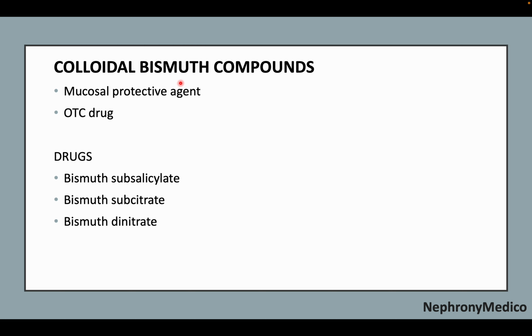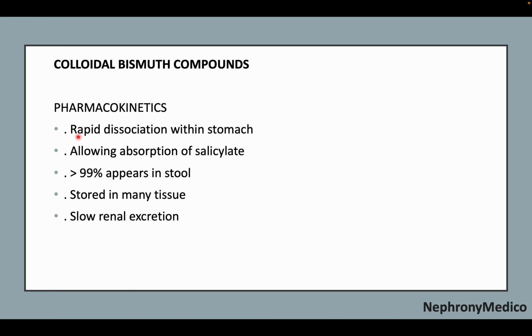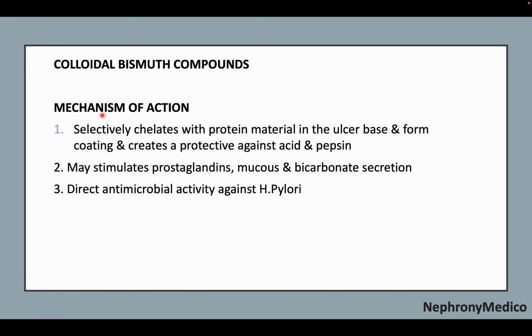Now, colloidal bismuth compounds. These are OTC mucosal protective agents, including bismuth subsalicylate, bismuth subcitrate, and bismuth dinitrate. There is rapid dissociation within the stomach, more than 99% appears in the stool, and there is slow renal excretion. The mechanism of action includes selective chelation with protein material in the ulcer base, forming a coating and creating a protective barrier against acid and pepsin.